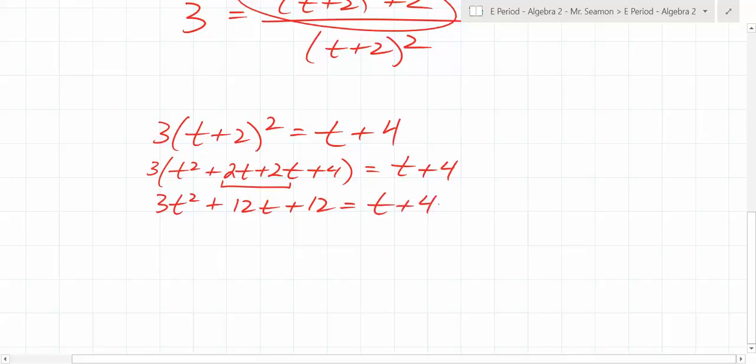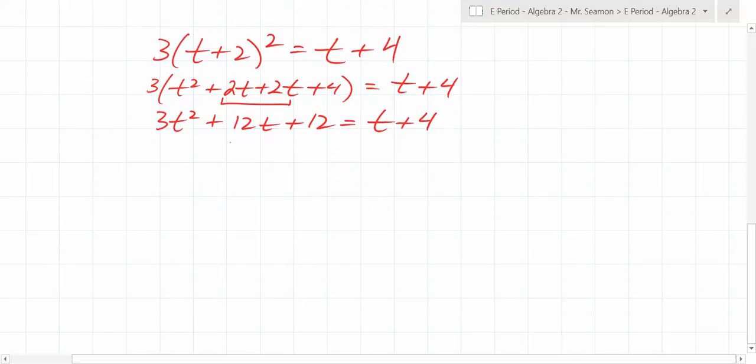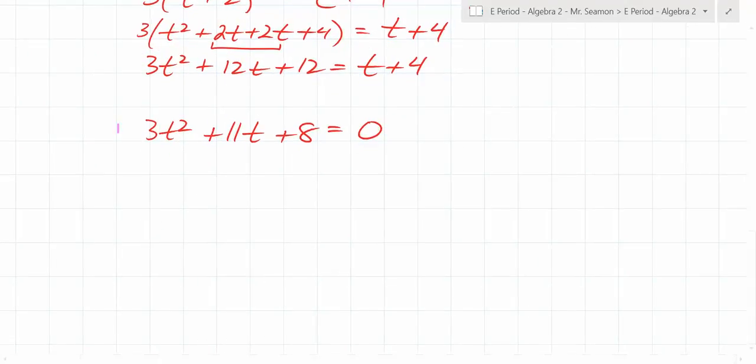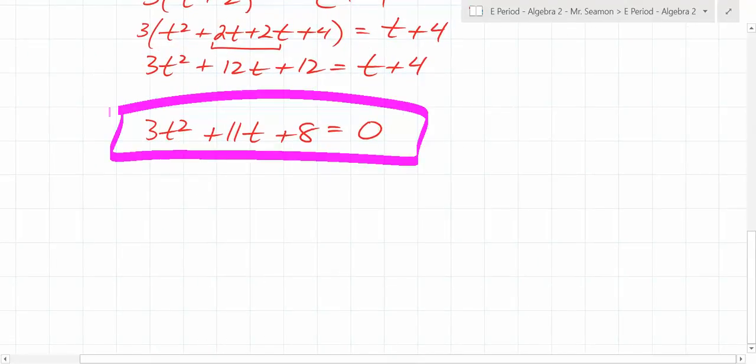This is still not in standard form. Why? It doesn't equal zero, and it's not all combined. Exactly. So you have 3t squared plus 11t plus 8 is equal to zero. Is that a quadratic in standard form? Yeah, so the first hurdle is clear. We have a quadratic in standard form. At this point, what method should you try to employ, if you can?